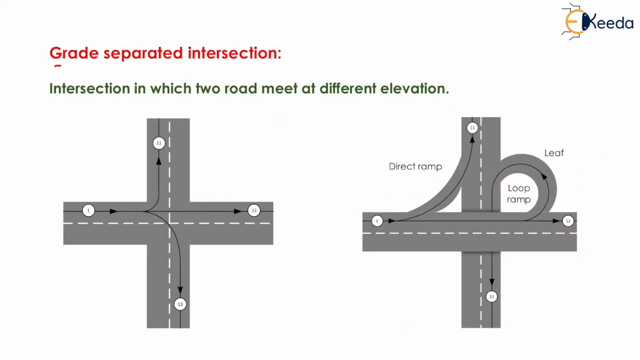Now the first one is grade separated intersection. An intersection in which two roads meet at different elevation is known as grade separated intersection. In this, there will be one road which is above the other road, like this. If we have to travel from this road to the bottom road, then we have to use the ramp, that is the direct ramp. Now if we have to merge from this traffic to the traffic at the bottom road, then we have to use the loop ramp, just like this.